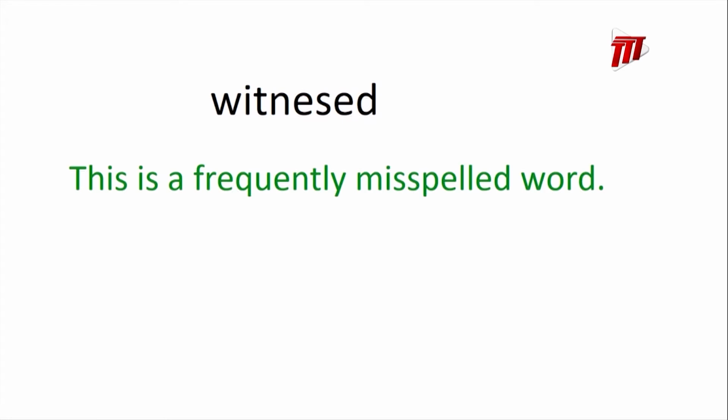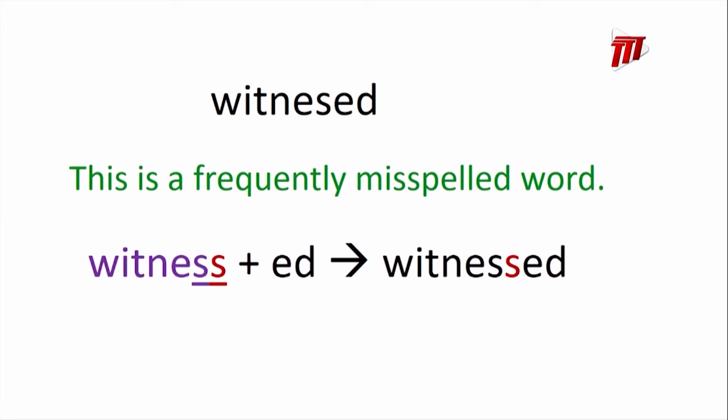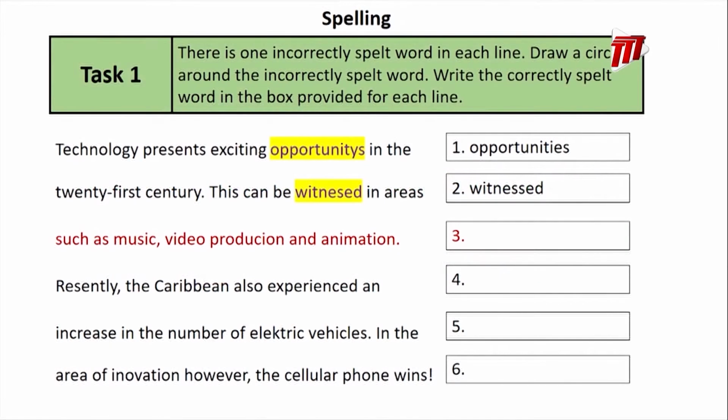So it's not W-I-T-N-E-S-E-D, but rather W-I-T-N-E-S-S-E-D. All right? So remember that. It's not W-I-T-N-E-S-E-D. W-I-T-N-E-S-S-E-D. Two S's. All right? So remember to circle your word that is misspelled and write the correct spelling in the box provided.